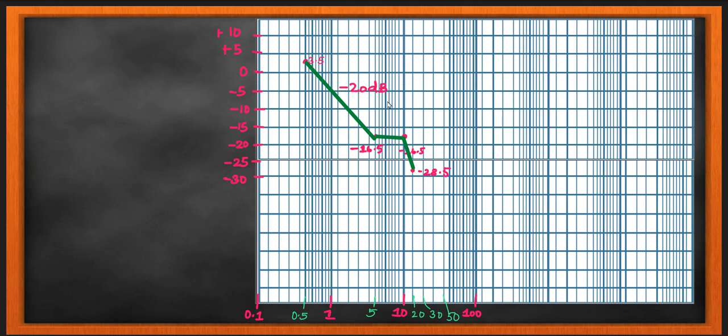And now you can see that at each corner frequency, there is a change of slope. First it is at minus 20, then it becomes 0 dB, and then it is again at minus 40 dB. So this is how your transition of slope works. And this is the Bode plot. This is very simple, because we have computed only 4 gain values, 4 gain magnitudes.